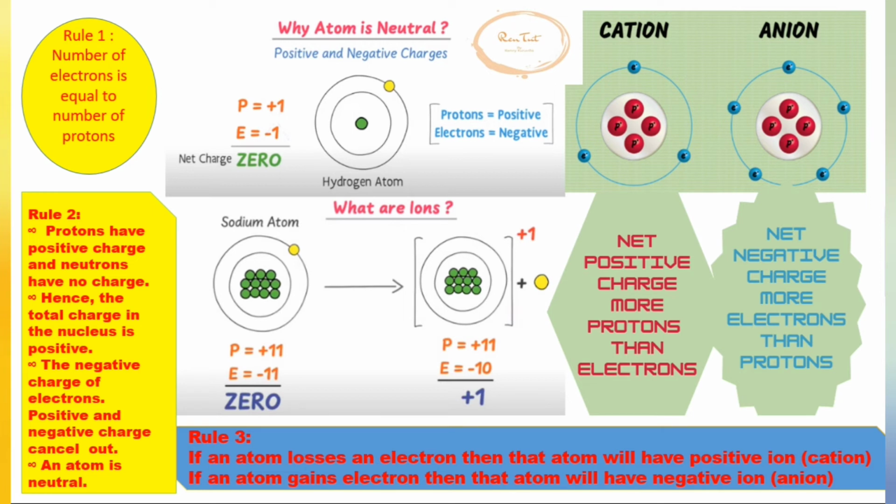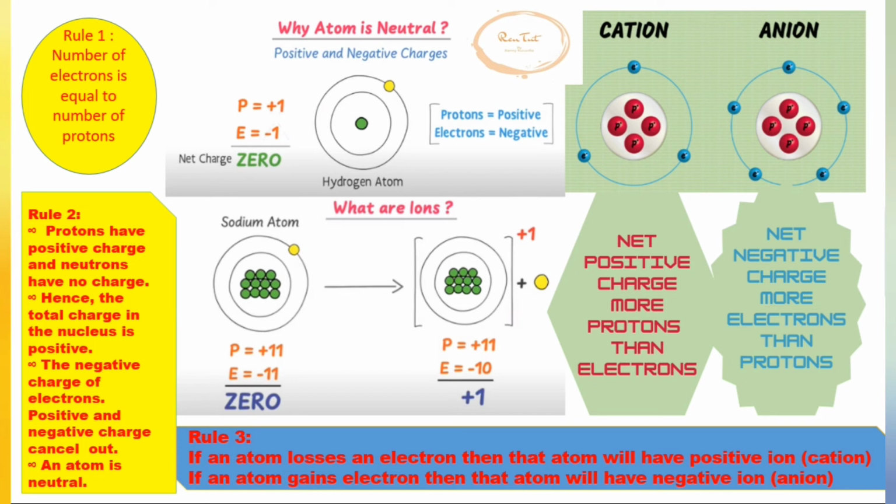Take a simple example of the hydrogen atom. Hydrogen has 1 proton and 1 neutron in the nucleus. The proton has a positive charge, and the neutron doesn't have any charge. So in the nucleus we have a plus 1 charge, and that is why we have represented it as P is equal to plus 1.